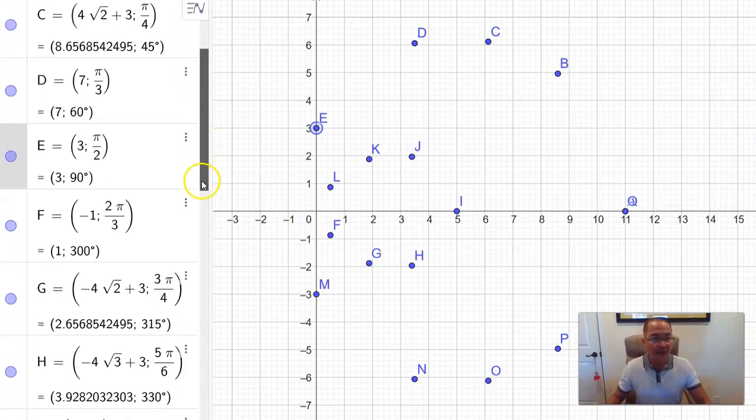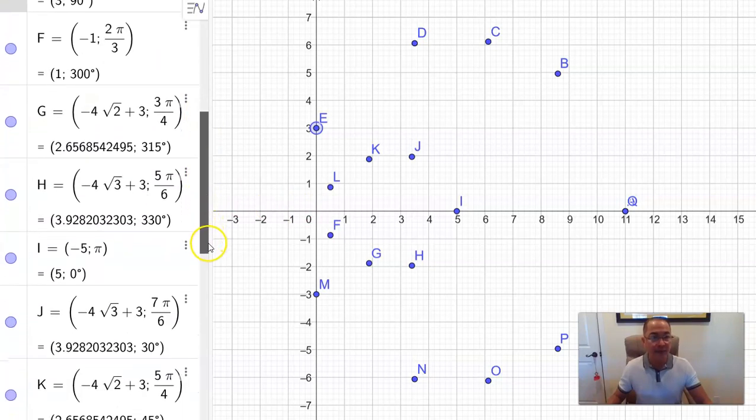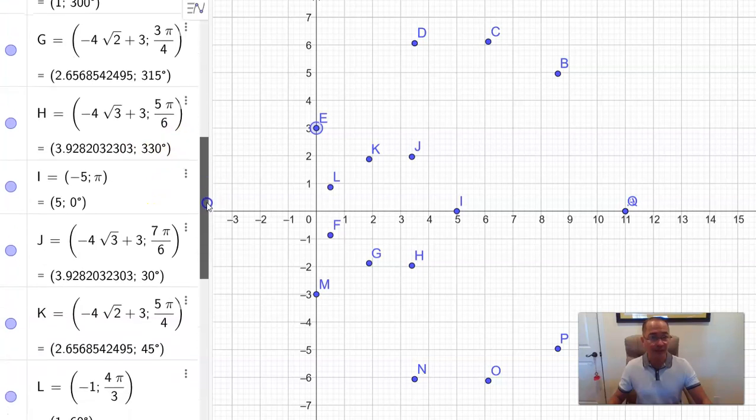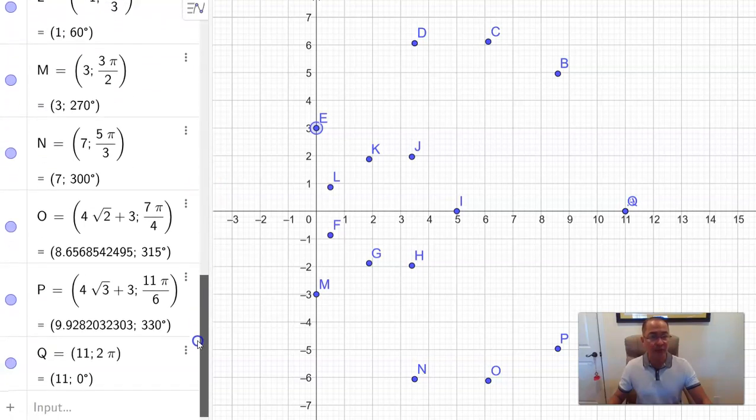Okay, so after point I, we have symmetry going on. This point H is reflected to point J. New angle 7 pi over 6, but r is the same. Similarly, 3 pi over 4 is reflected to 5 pi over 4 with the same r. And we keep going. Basically, I just duplicated those points above to make these new points, but changing the angle to reflect it, subtracting the original angle from pi due to the symmetry of the cosine function.